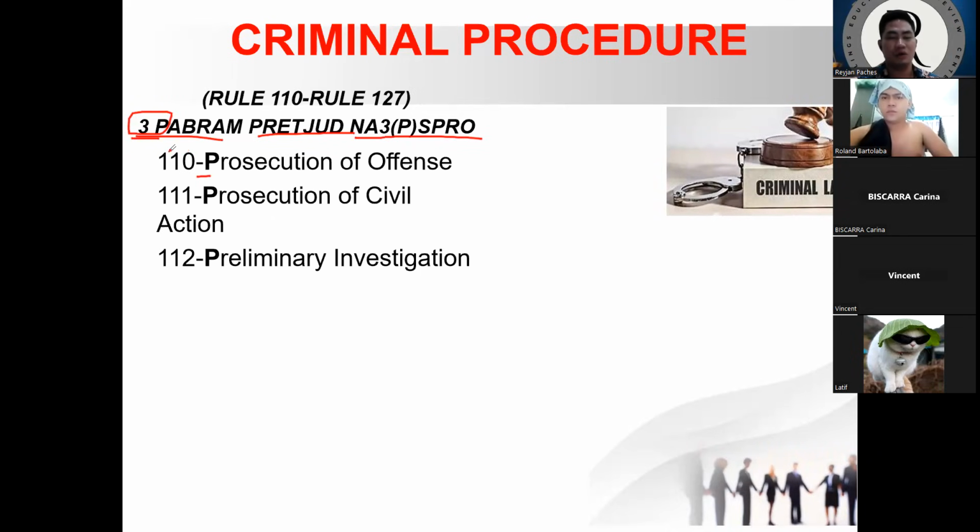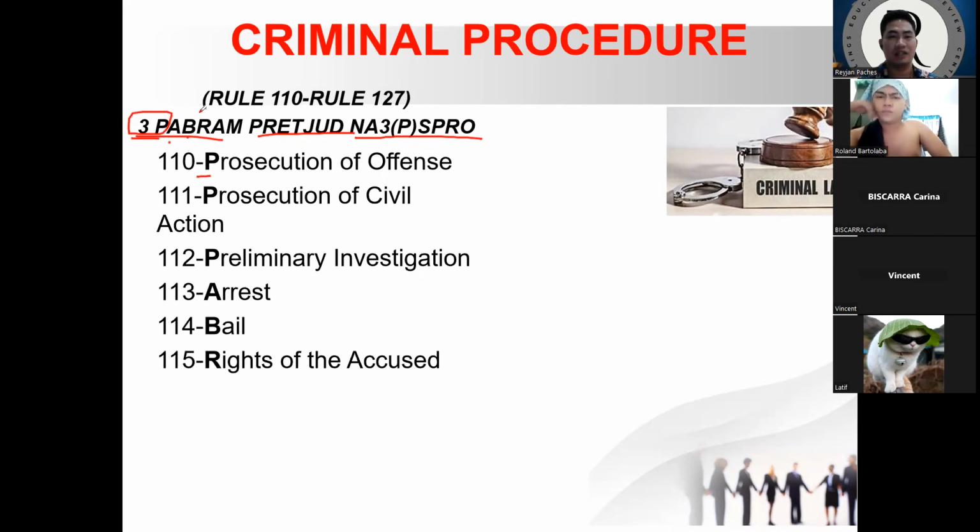Then we have Rule 113, yan yung tinatawag natin na arrest. Okay? Rule 113, class, yung letter A dyan, that stands for arrest. Then of course, yung Rule 114, that is what we call the bail. Okay? Yung letter B kasi, nagsistart yan. Of course, tawag natin yan bail. Then of course, Rule 115, class, yung letter R dyan, it stands for rights of the accused. Mamaya, malalaman natin kung ano yung rights of the accused, ano rin yung right ng suspect.